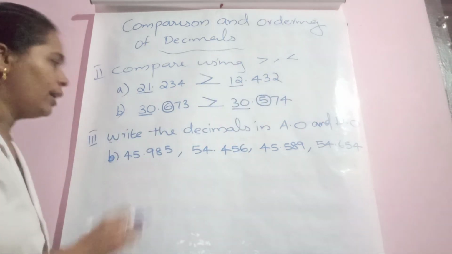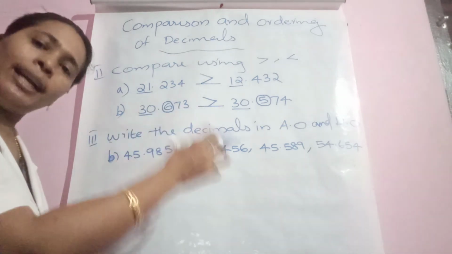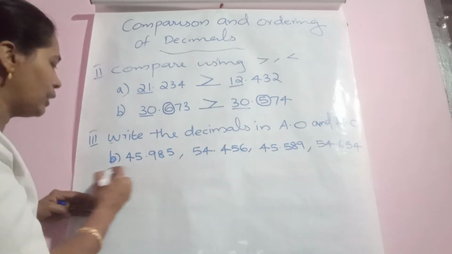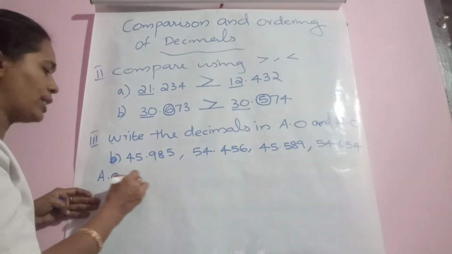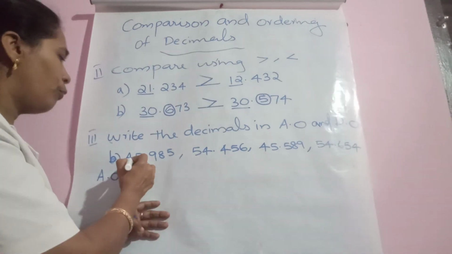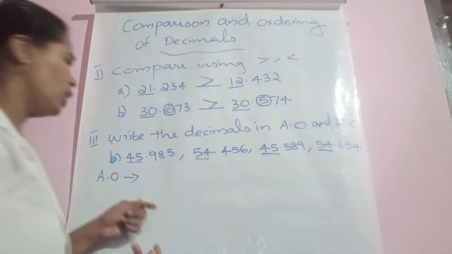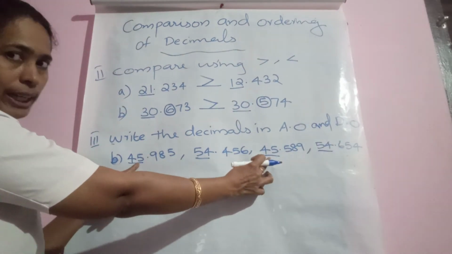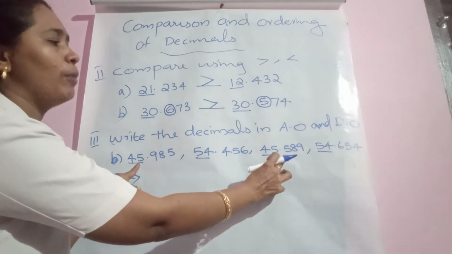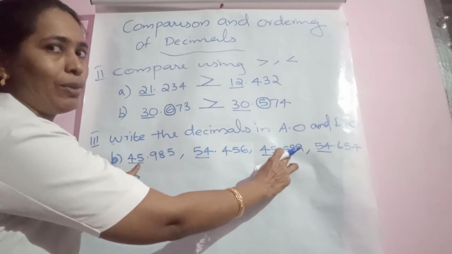Is it clear? Then next one: write the decimals in ascending order and descending order. One order is enough. The reverse is called descending order. So let us start with ascending order first. Ascending order means you go through your whole number part: 45, 54, 45, 54. So 2 of them are 45 cases. Among these, which is small? The smallest one is this one, because here it is 9, here it is 5 as the starting digit.